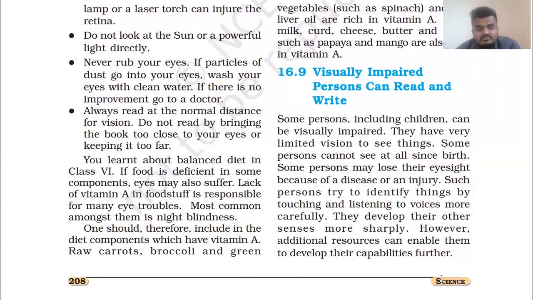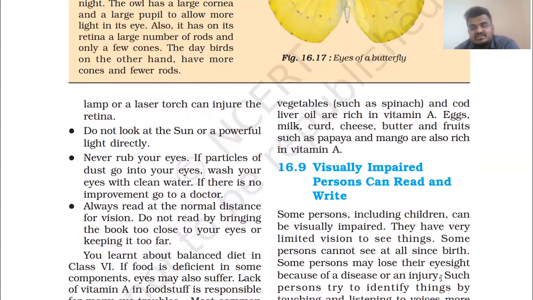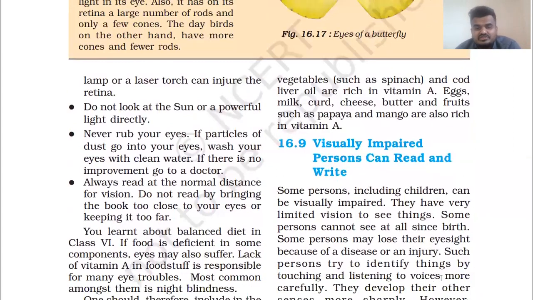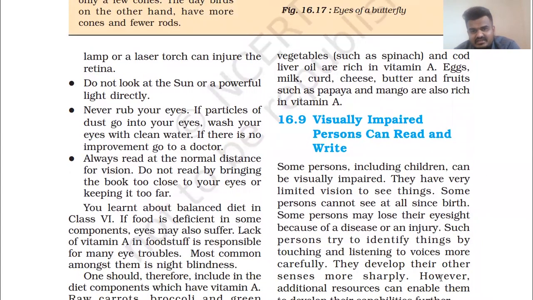Here you are given some sources of vitamin A: raw carrots, broccoli, green vegetables such as spinach, and cod liver oil are rich in vitamin A. Eggs, milk, curd, cheese, butter, and fruits such as papaya and mangoes are also rich in vitamin A. So these are the basic sources in which you can get more vitamin A. You should eat these things again and again, day by day, regularly.